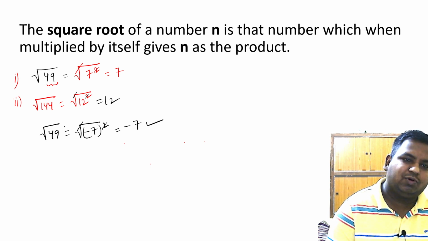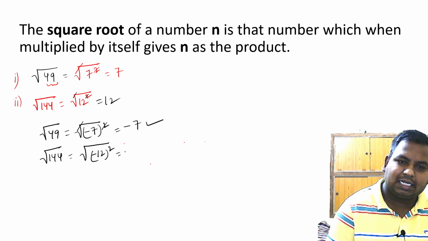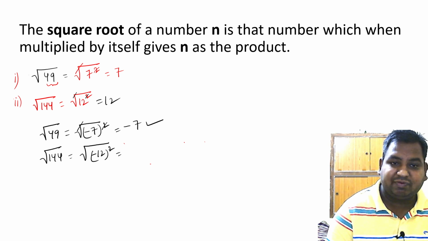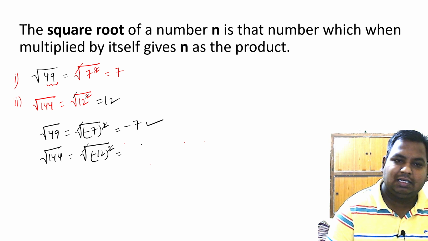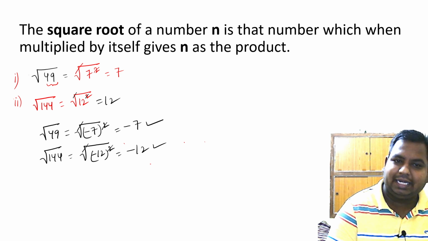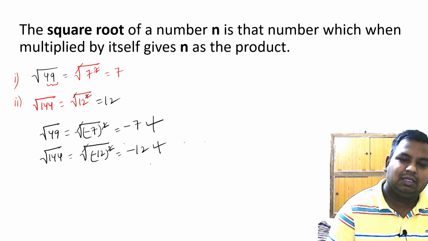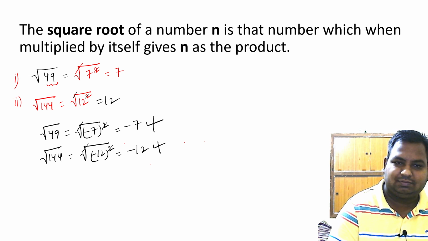You may also get one more doubt. Sir, we have under root 144. So can't we write root 144 as minus 12 whole square? And can't we cancel the square and the symbol, and write the answer as minus 12? You can write it, but this is wrong. I'll tell you why it is wrong.